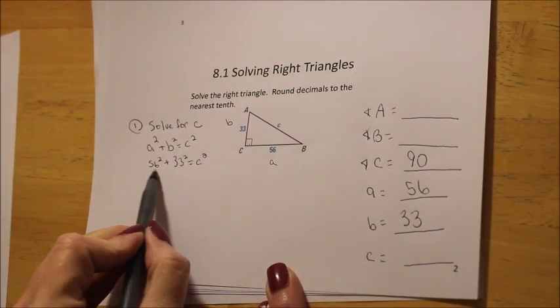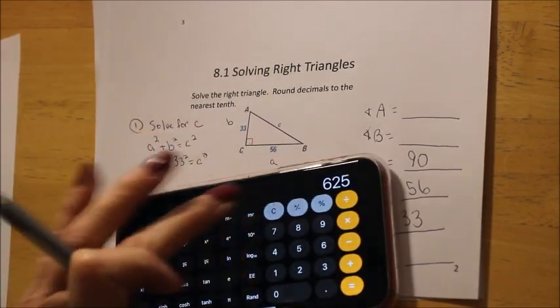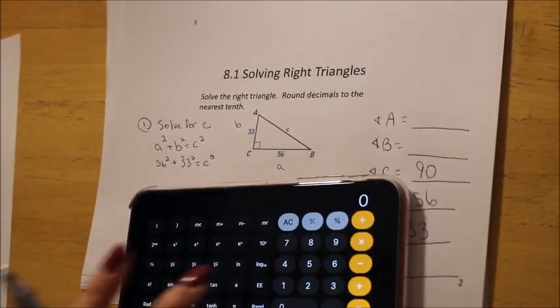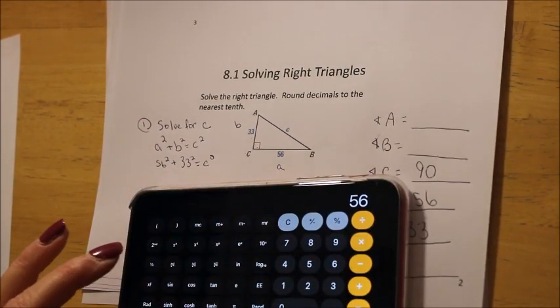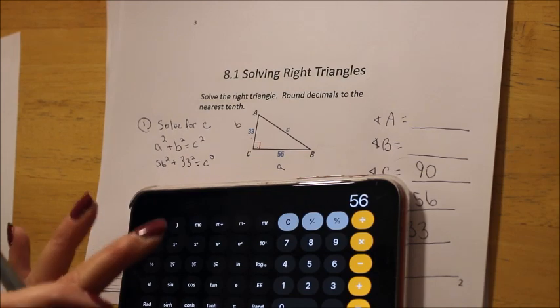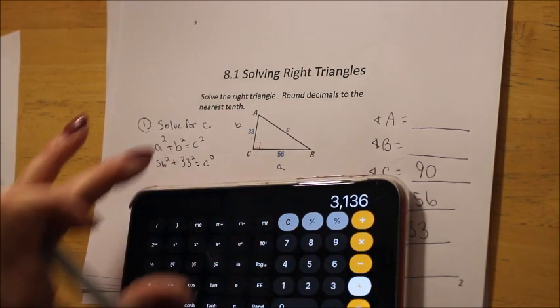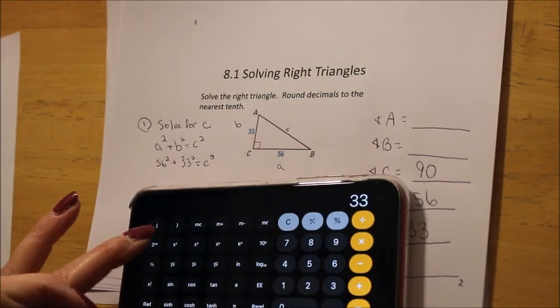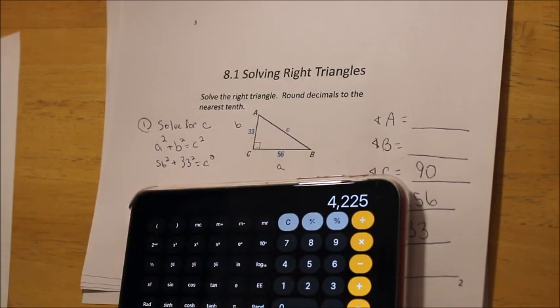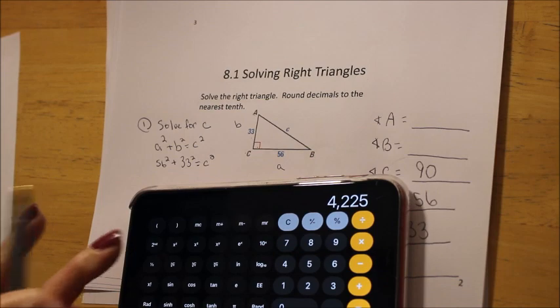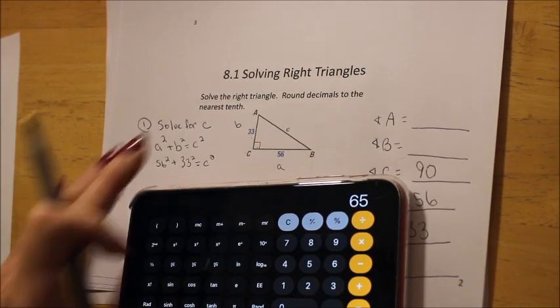Okay, so once again, I'm going to use my calculator for that, clear that out. So I'm going to say 56 squared. Oh, where's my squared button? There it is. Plus 33 squared equals, and then that's 4225. Now I want to take the square root of that, which is right on my calculator. It's going to be right here, and I get 65.